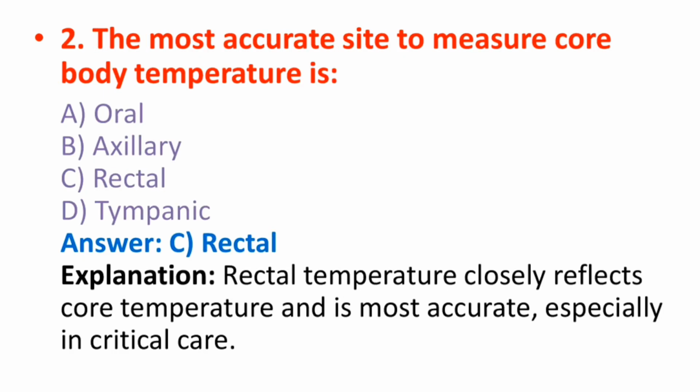The most accurate site to measure core body temperature is: option A, oral; option B, axillary; option C, rectal; option D, tympanic. The correct answer is option C, rectal. Rectal temperature closely reflects core temperature and is most accurate, especially in critical care. The most accurate site to measure core body temperature is option C, rectal.